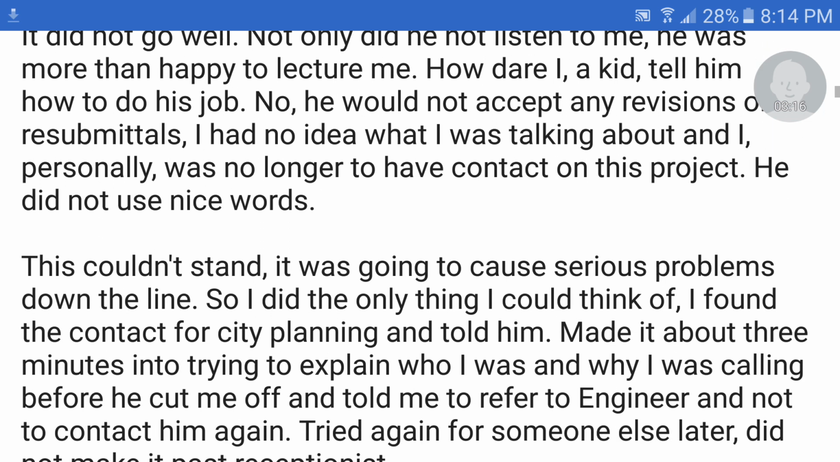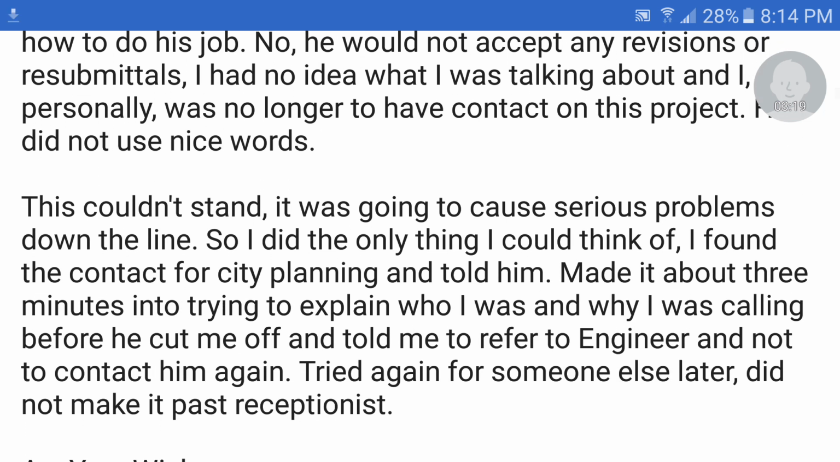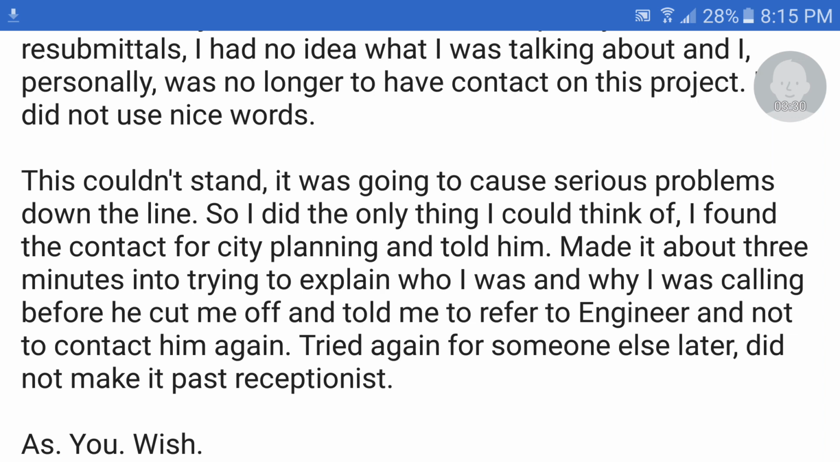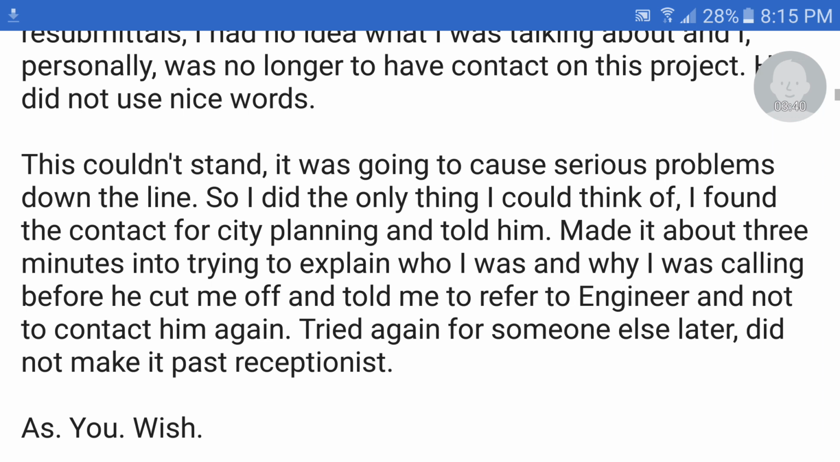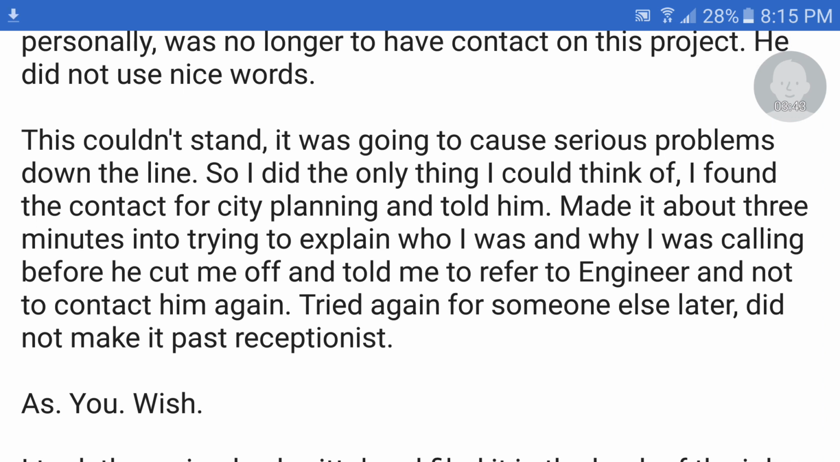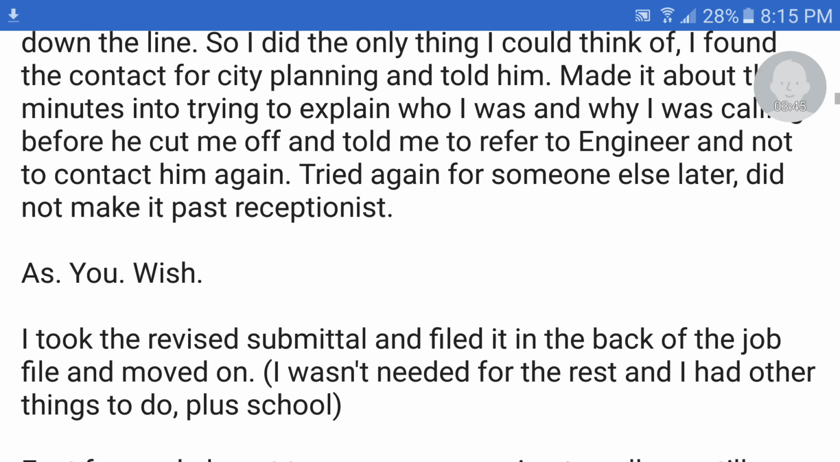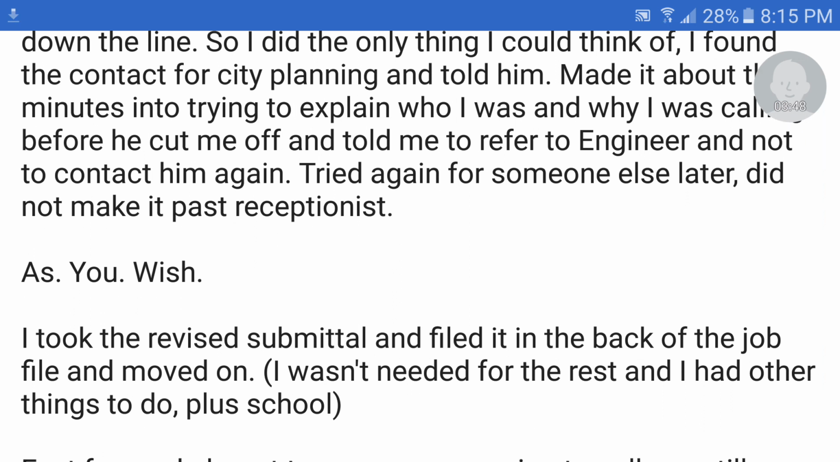This couldn't stand. It was going to cause serious problems down the line. So I did the only thing I could think of. I found the contact for city planning and told him. I made it about 3 minutes into trying to explain who I was and why I was calling before he cut me off and told me to refer to the engineer and not to contact him again. I tried again for someone else later, and did not make it past the receptionist. As you wish. I took the revised submittal and filed it in the back of the job file and moved on. I wasn't needed for the rest and I had other things to do.